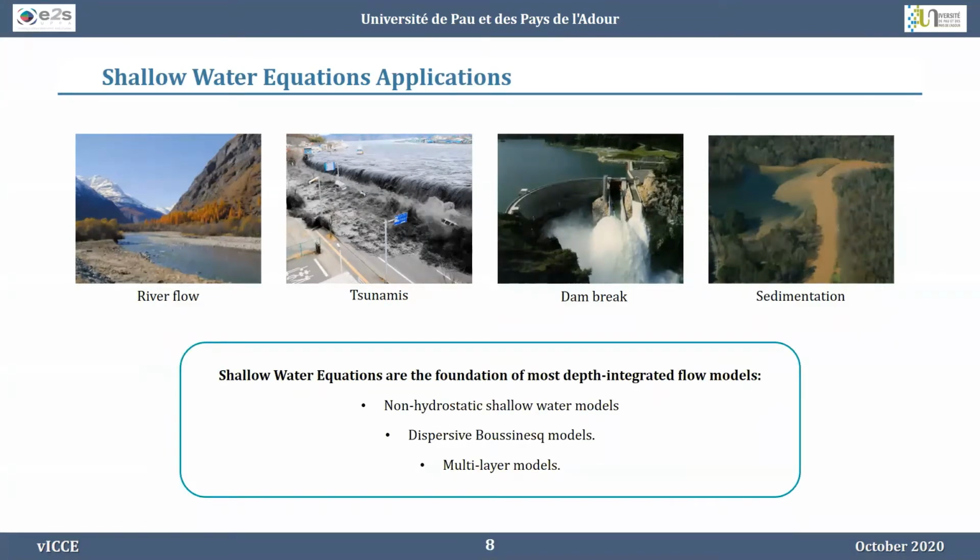Moreover, shallow water equations can be seen as the foundation of many advanced depth-integrated flow models. Boussinesq-type non-hydrostatic models, for example, are based in essence on shallow water equations while including extra terms to account for the vertical variation and the dispersion. That's why, when developing an advanced free surface model, it is always a good idea to start with a shallow water model, which can always be extended.